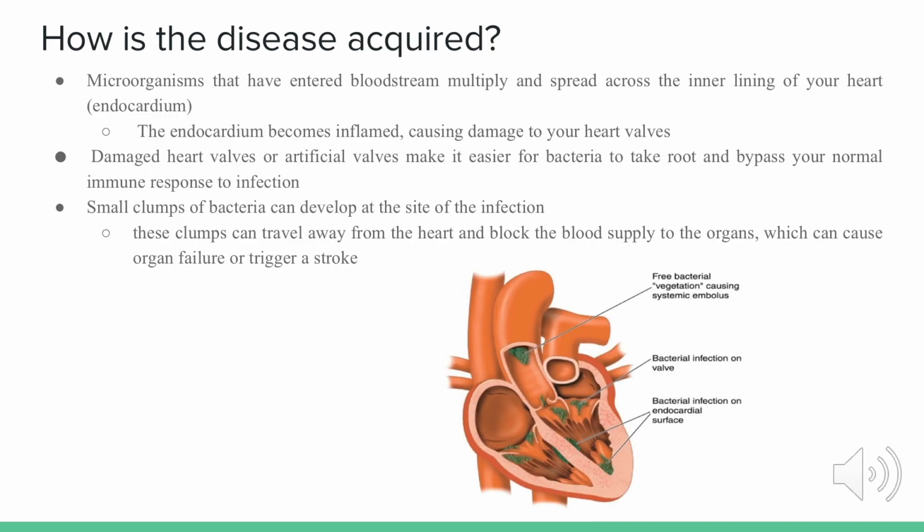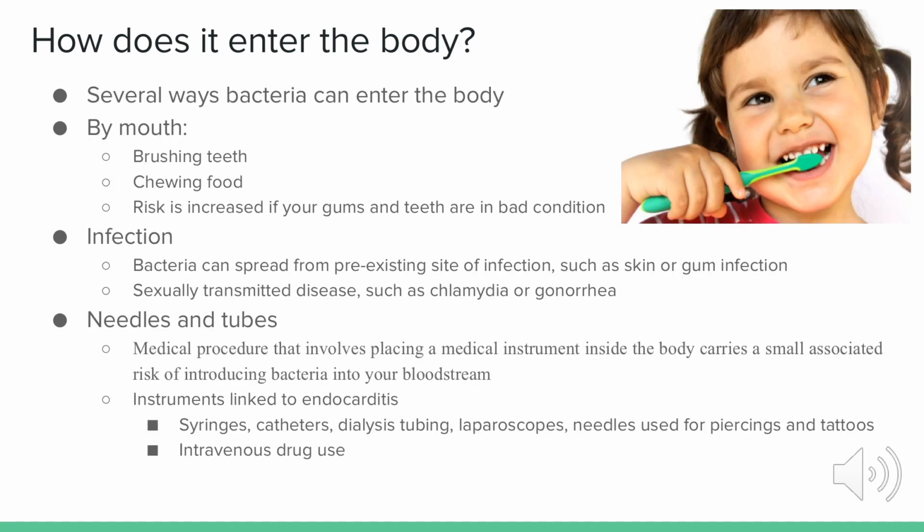How is this disease acquired? Microorganisms that have entered the bloodstream multiply and spread across the inner lining of the heart. The endocardium becomes inflamed, causing damage to your heart valves. Damaged heart valves or artificial valves make it easier for bacteria to take root and bypass your normal immune response to infection. Small clumps of bacteria can develop at the site of the infection, and these clumps can travel away from the heart and block the blood supply to the organs, which can cause organ failure or trigger stroke.